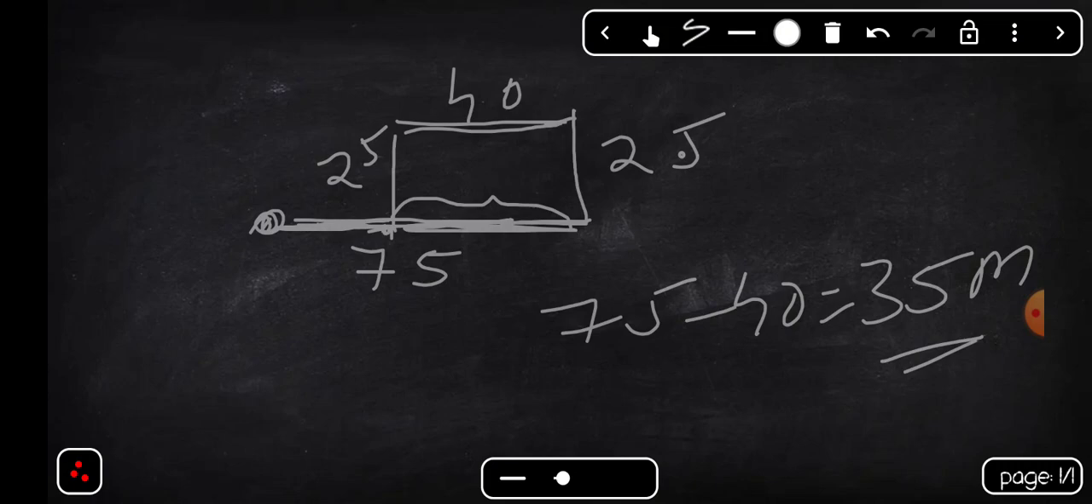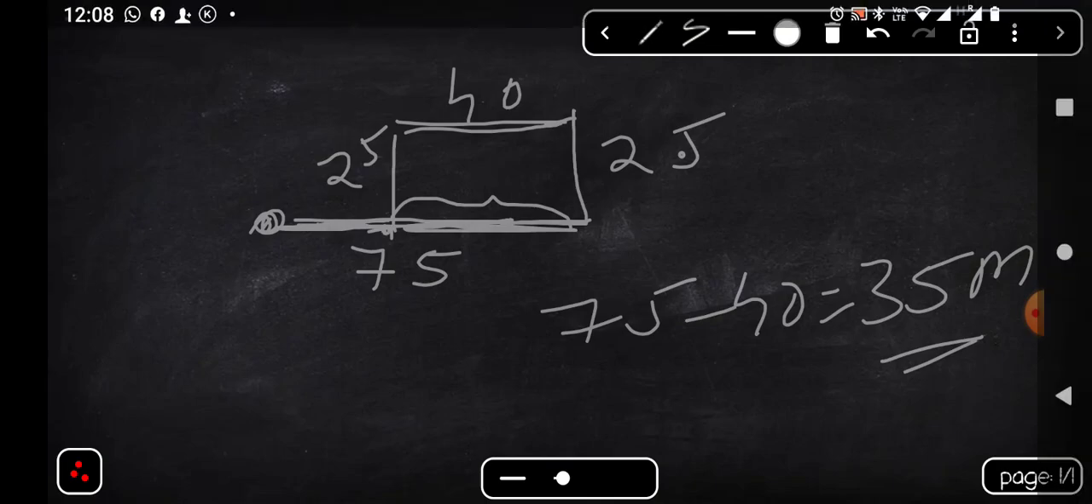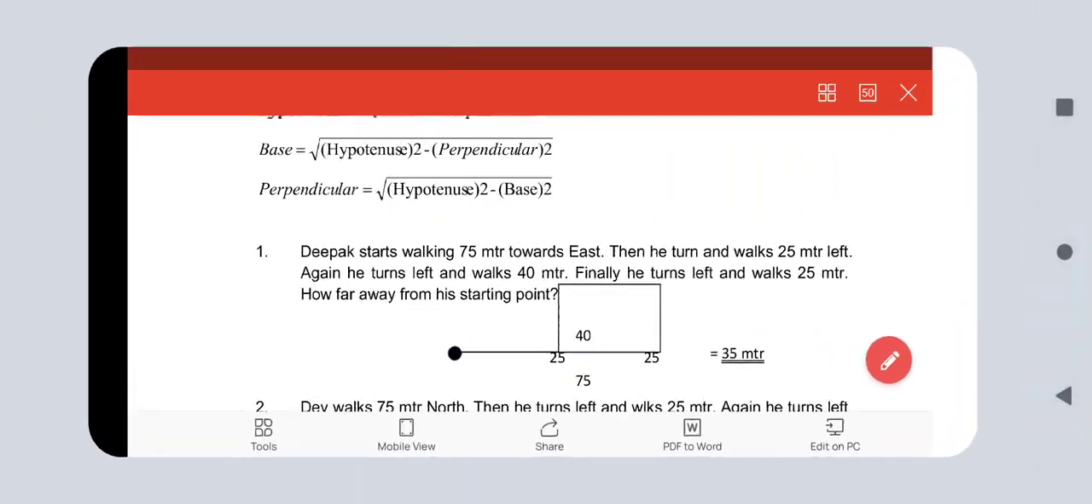How far away from his starting point? 35 meter. In which direction from his starting point? It is east position. East. But it is not asked. Okay, this is the question. Then let us see the next question.